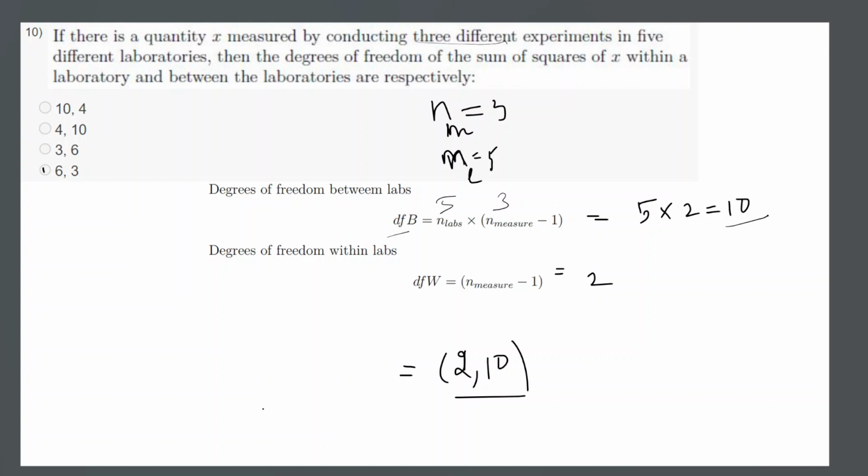Degree of freedom within lab means how many measurements we are taking? 3. So number of measurements minus 1 gives the degree of freedom within labs. That is 3 minus 1, 2.